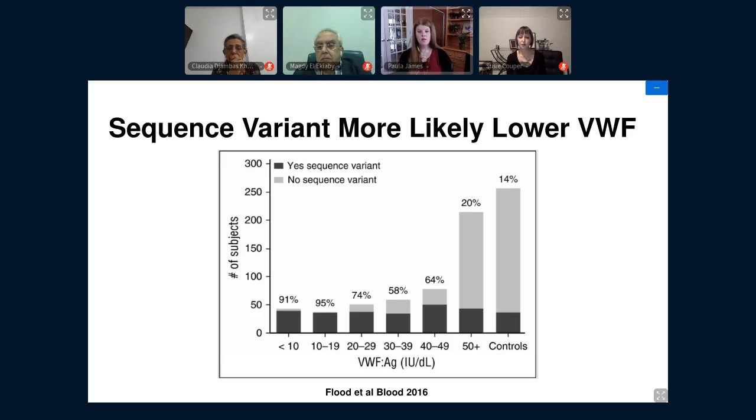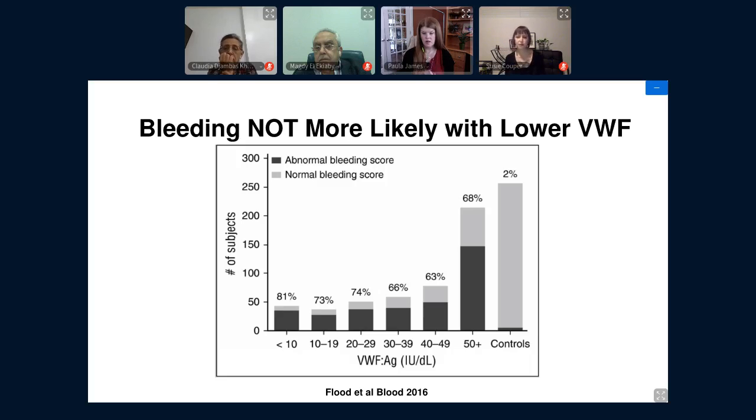We looked at the papers that were evaluating the frequency of a mutation in the VWF gene. And you can see that we were more likely to find a mutation the lower the VWF level. This is a paper reported by Dr. Veronica Flood, but there are other papers that have shown something similar. Of critical importance, though, bleeding is not more likely with a lower VWF level. And that's really why we said, we're not going to say type 1 is only for individuals with levels less than 0.30, that if you have abnormal bleeding, you should be diagnosed with type 1 with levels less than 0.50.